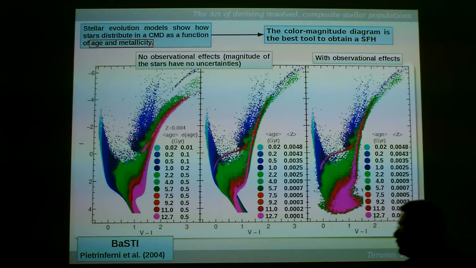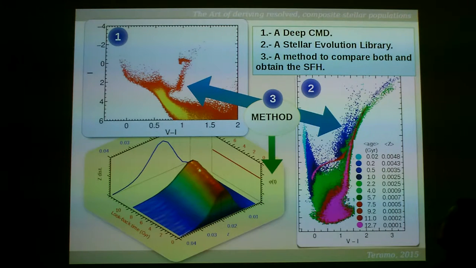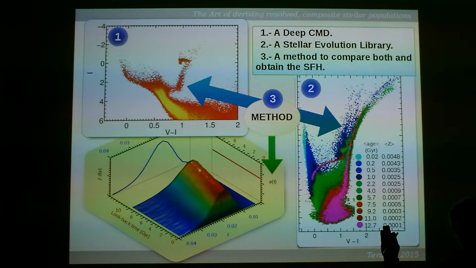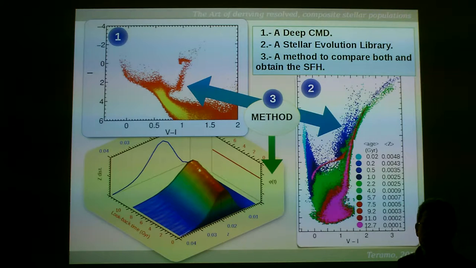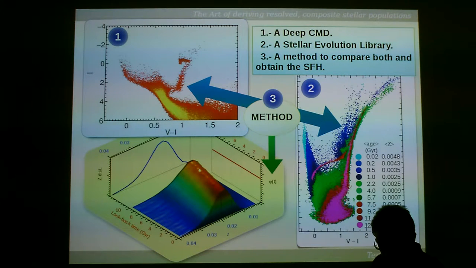So what we need to obtain a star formation history from a color magnitude diagram, even without these observational effects, is first a deep color magnitude diagram reaching the oldest main sequence turnoff to distinguish the age of the stellar populations and the metallicity. Second, a stellar evolution library to compare our observation with a model. And a method to obtain, by comparison of both, the distribution of the stellar populations as a function of age and metallicity.